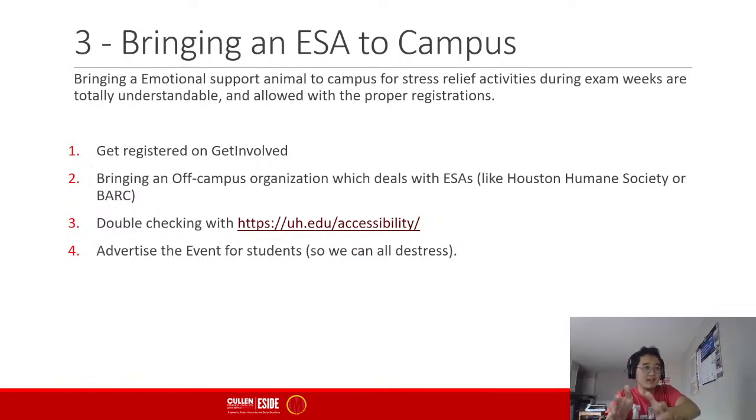So if you want to say, hey, I want to do an event where students can come and pet dogs or cats or something, reach out to the Houston Humane Society or BARC or someone else in the local area, such as Pearland Animal Welfare Services, and have them bring someone to campus. Finally, you can double check with UH accessibility, which gives you information as to what's allowed for emotional support animals. So emotional support cats, dogs, and other animals are okay. Chinchillas are cute. We don't think there's been an approved emotional support snake, but you can check with uh.edu/accessibility if you have questions about that.